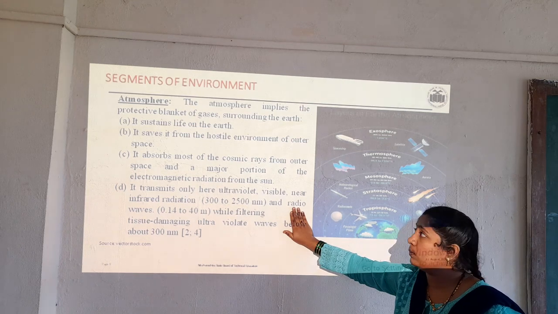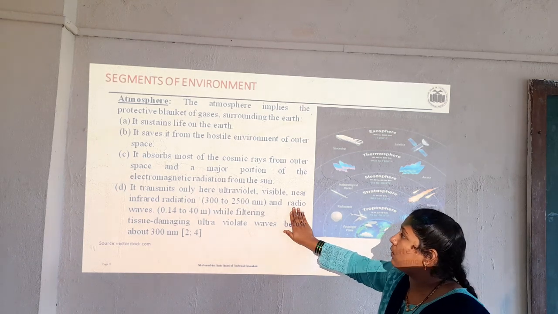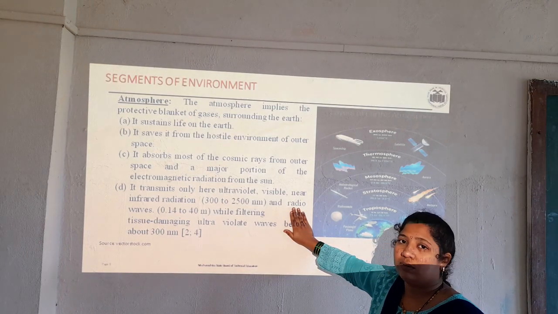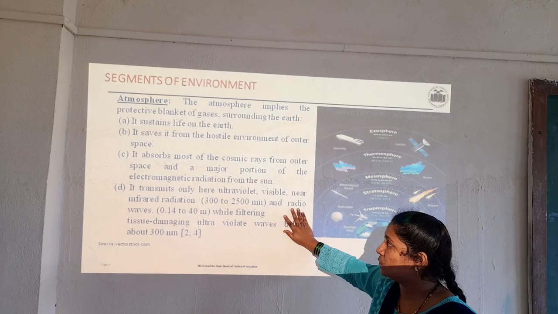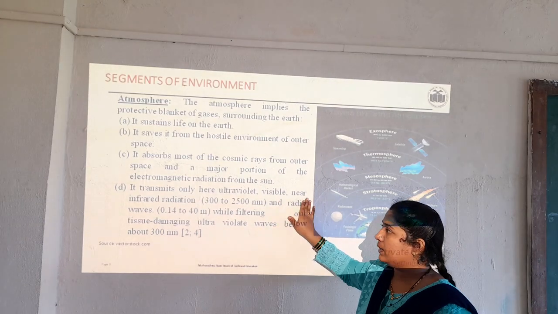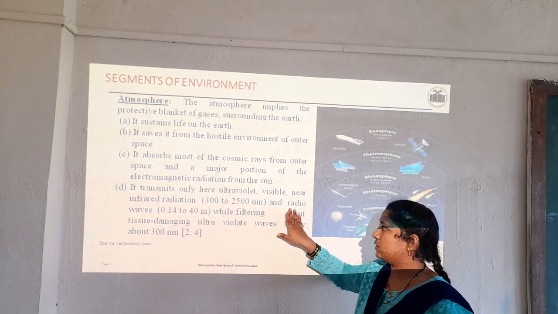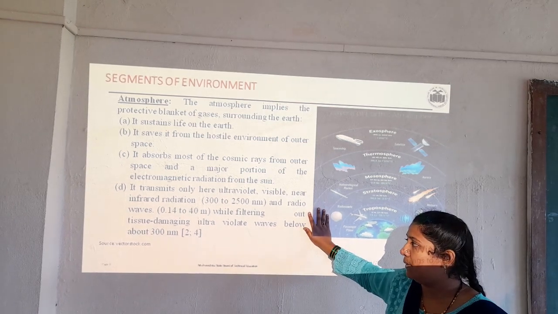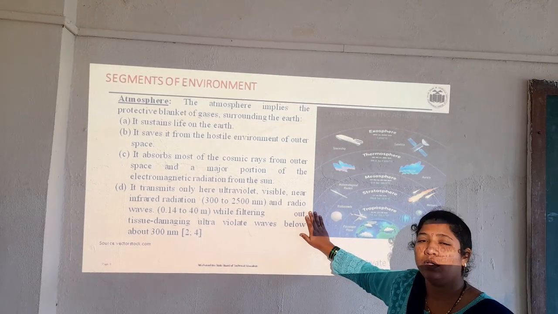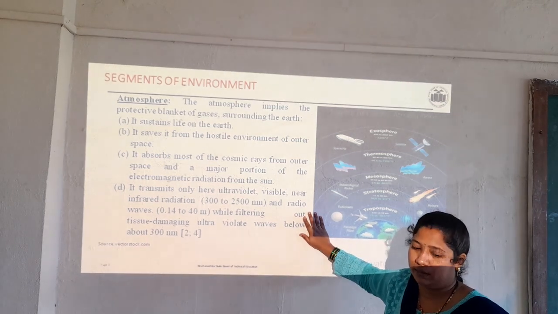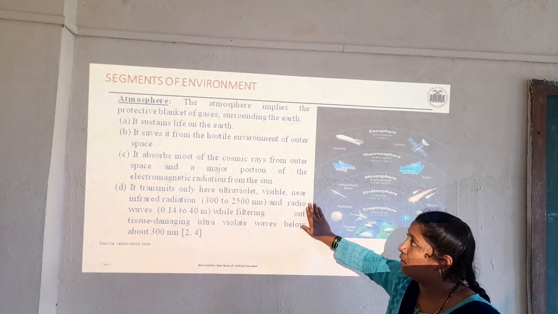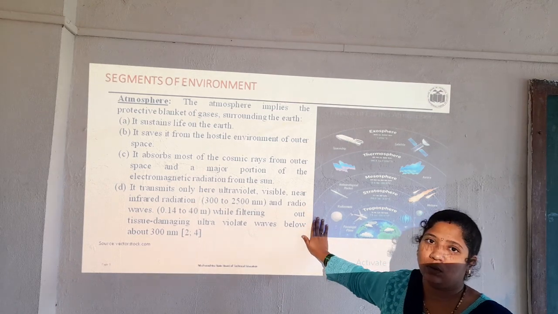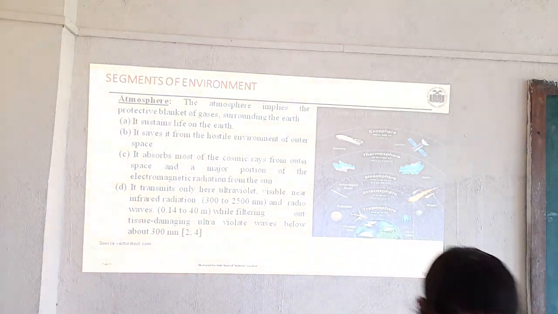It absorbs most of the cosmic rays from outer space and a major portion of the electromagnetic radiation from the sun. So it transmits only ultraviolet, visible, near infrared radiation and radio waves, while filtering out tissue-damaging ultraviolet waves below about 300 nanometer. So this is the atmosphere, which helps life on the earth to sustain.